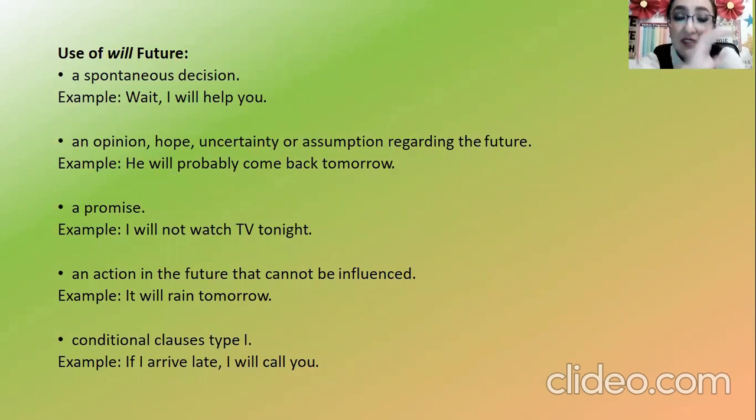Here we are. First of all, we are going to be making use of will in future when we are going to be talking about a spontaneous decision, okay? There you have an example. For example, oh, wait, I will help you, don't do that. Wait, don't do that. I'm going to do that for you. Wait, don't worry, I will help you to clean the house. Wait, I will help you washing the dishes.